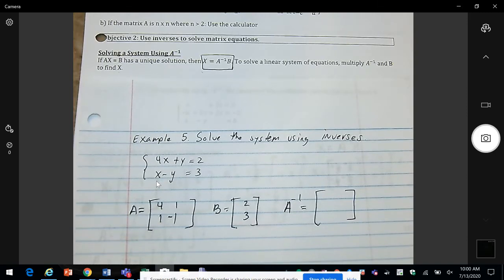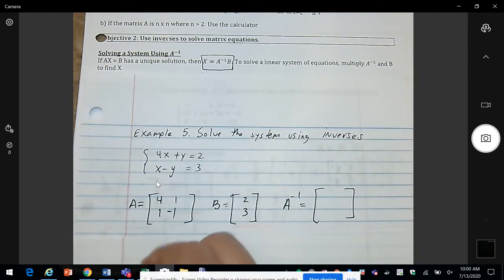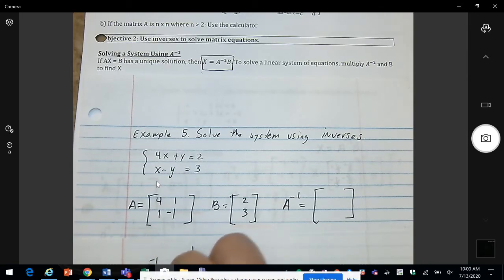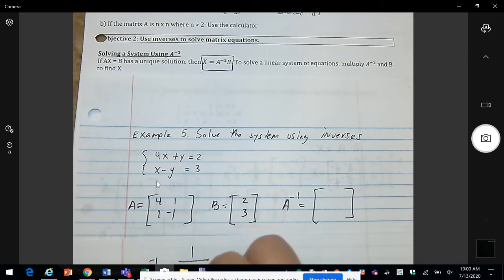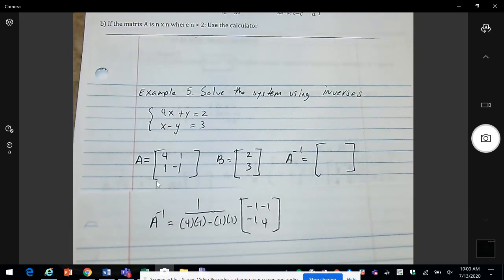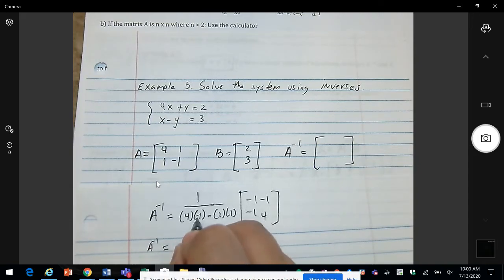Okay, so to find A inverse, I'm going to use the formula. So we have A inverse is equal to 1 over 4 times -1 minus 1 times 1. Switch the A and D and switch the signs. So we end up with 4 minus 4 times -1 is -4, minus 1 is -5.